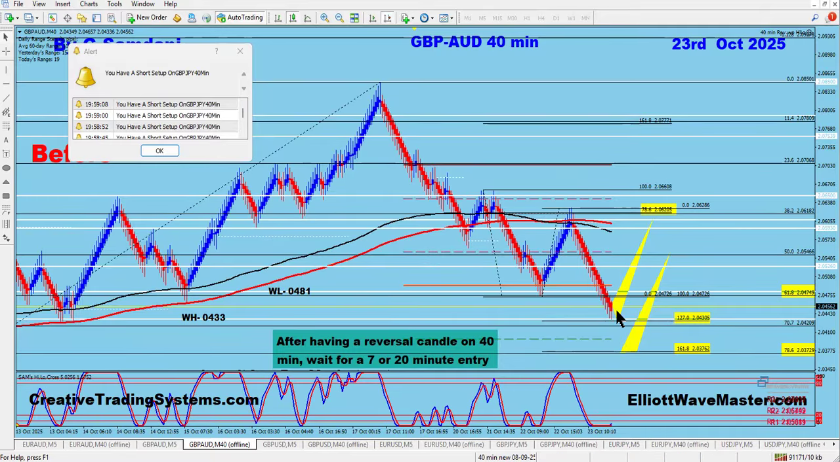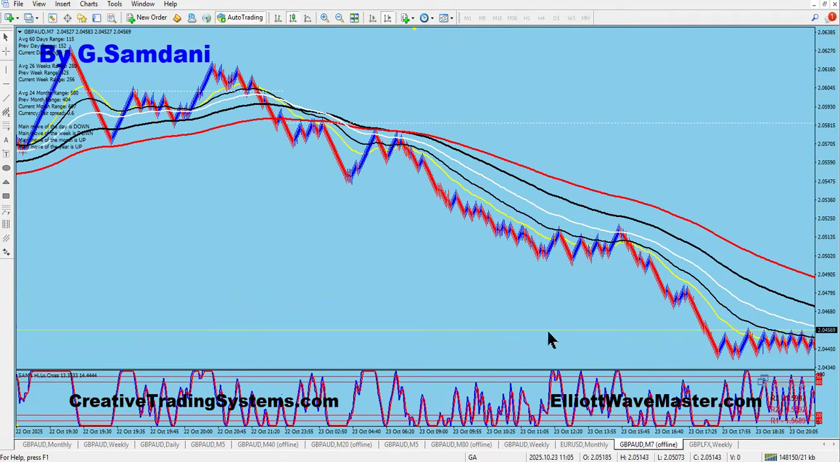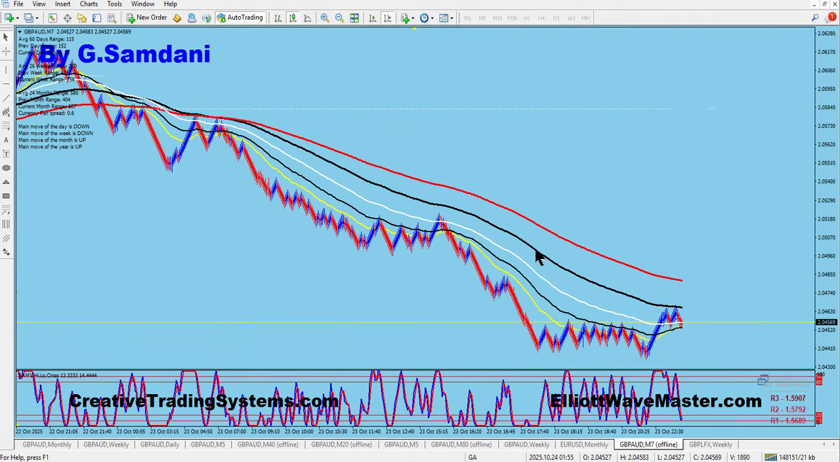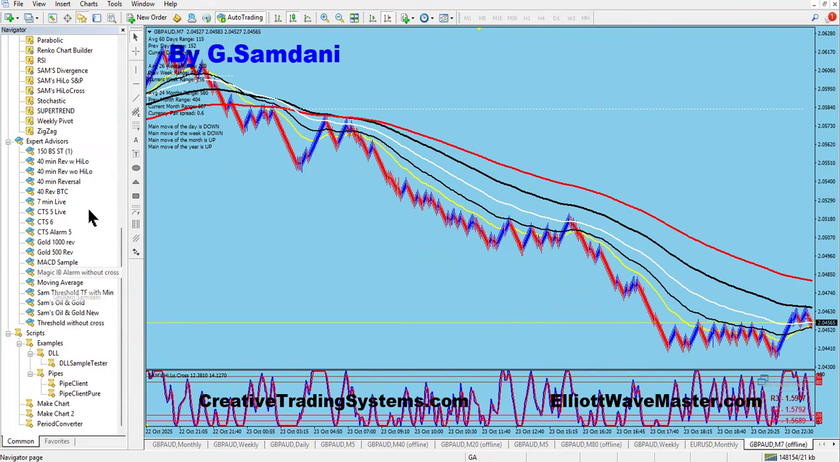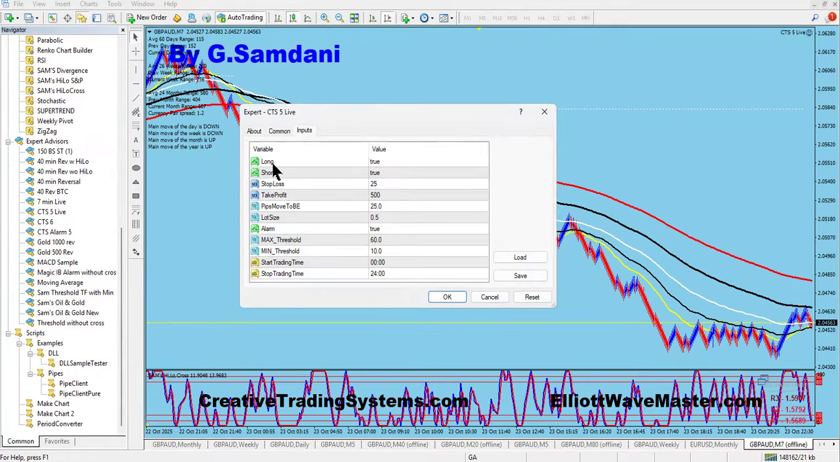If I have a reversal candle and a blue candle, then what I will do is open a 7-minute chart, which is already on the other computer that I have, and then I will go and do what? Where the heck is that? CTS 7. It's not here on this one. Oh, yeah, I have it. For example, 7 and 5 are almost the same thing. So what I'll do is this, and then you see it says long only, long and short. True. All right.